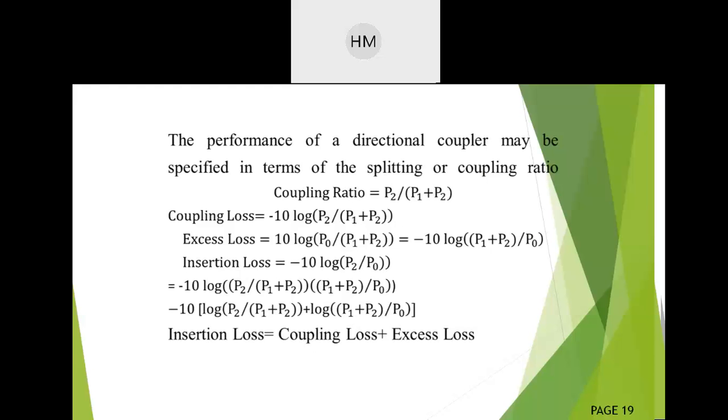So here we are analyzing the power launched and the losses. The performance of a direction coupler may be specified in terms of the splitting ratio or coupling ratio. Coupling ratio is given by, we are coupling the power, ठीक है, तो P2 upon P1 plus P2 is my coupling ratio. Coupling loss, it will be 10 log. ठीक है, decibels में I will find out the coupling loss, so it will be minus 10 log. Excess loss is given by 10 log P0 upon P1 plus P2.